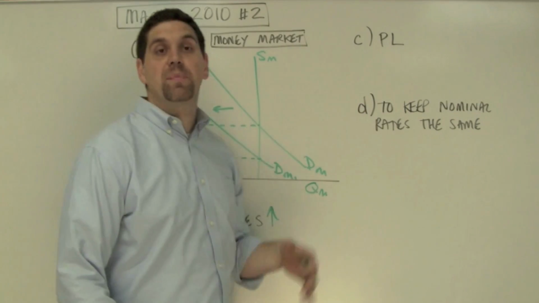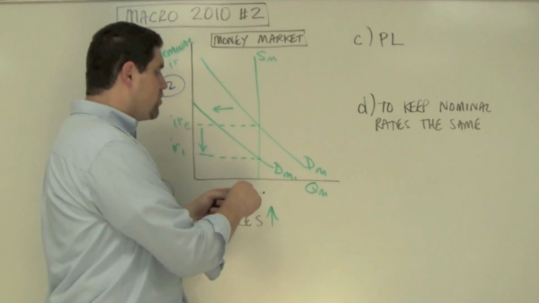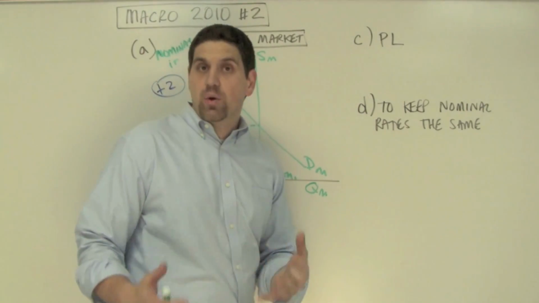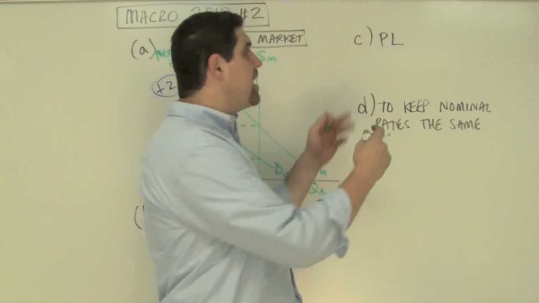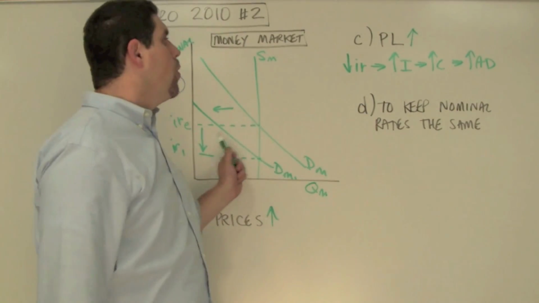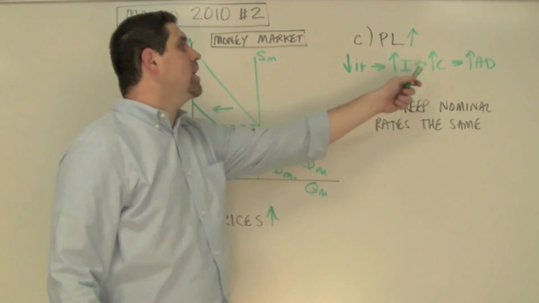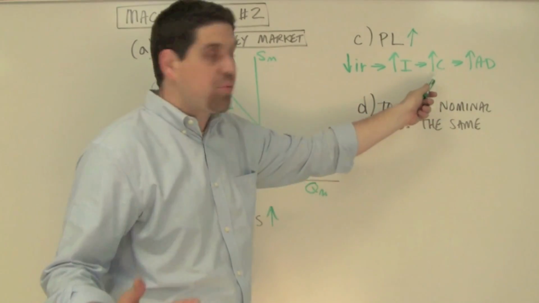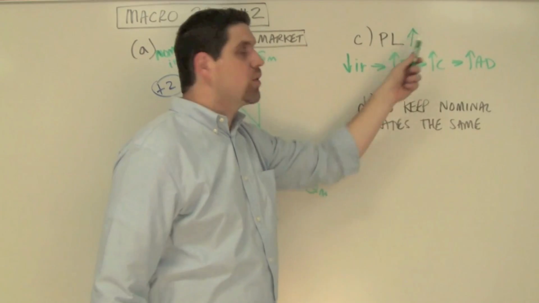In Part C, it asks you what happens to the price level. Well, a decrease in interest rates would increase investment, which would increase aggregate demand, which would increase the price level. So the answer is increase. So one more time, a decrease in interest rate will increase investment spending, also increase consumption spending on interest-sensitive products, and then increase aggregate demand, which will increase the price level.